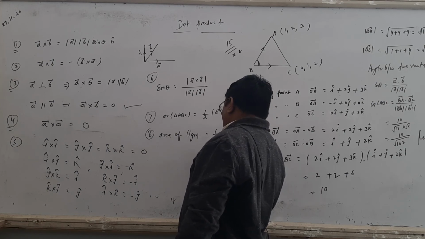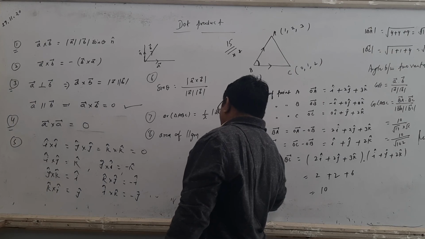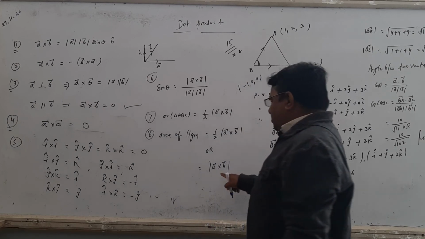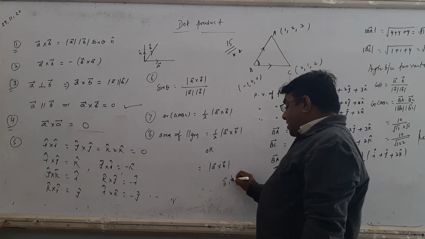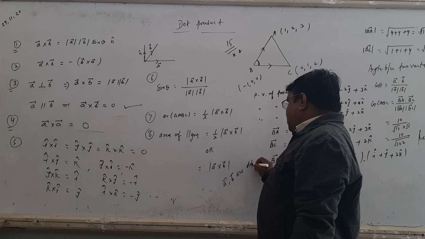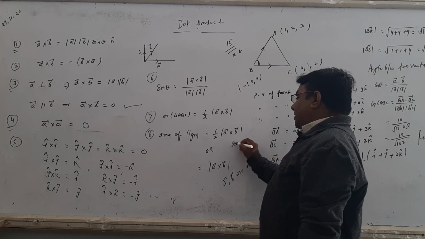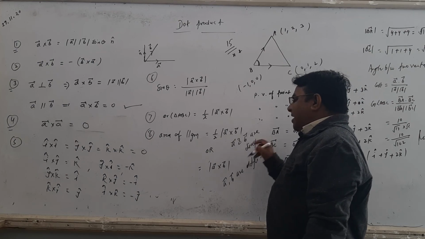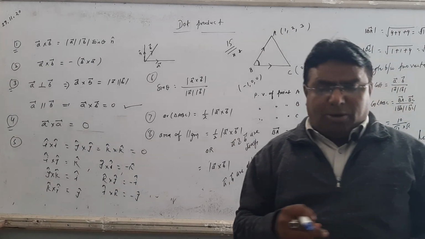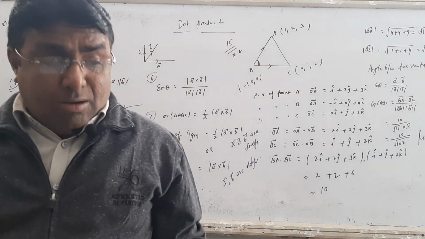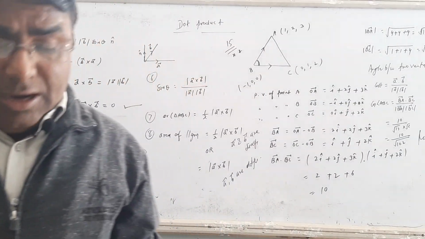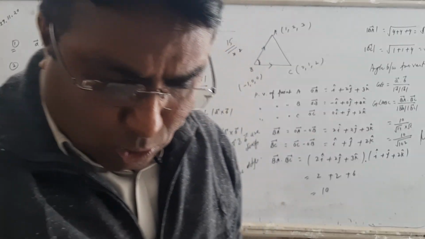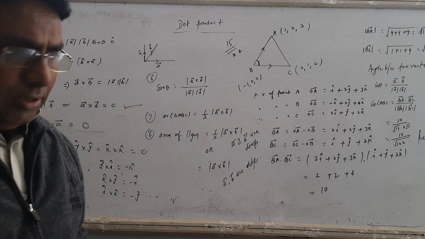One formula is 1 by 2 magnitude of A cross B, and another formula is only magnitude of A cross B. They are different. In one formula vector A and vector B are adjacent sides, and in the other vector A and vector B are diagonals. When diagonals are given, the area of parallelogram is 1 by 2 magnitude of A cross B. But when adjacent sides are given, the area of parallelogram is the magnitude of A cross B. So student, this is cross product.